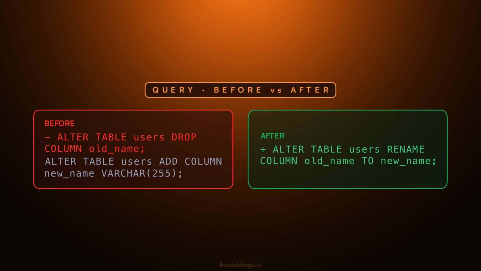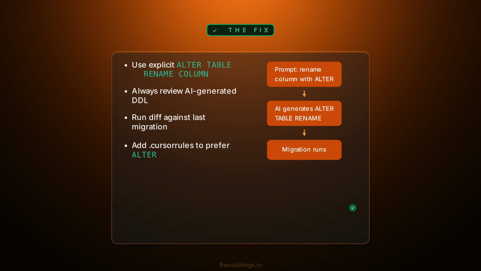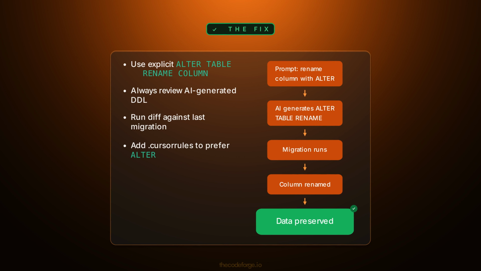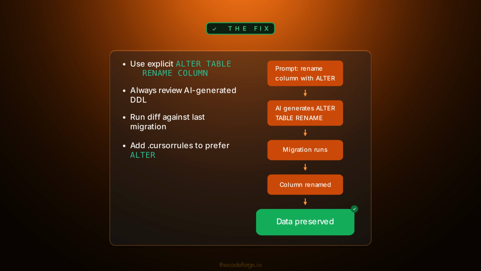The fix requires explicit ALTER TABLE RENAME COLUMN syntax and mandatory diff review. The fix is to specify the exact SQL operation in the prompt, such as use ALTER TABLE RENAME COLUMN. Also, always review AI-generated DDL against your actual production schema and run a diff against the last migration. Adding a cursorrules rule to prefer ALTER over DROP plus ADD prevents recurrence.